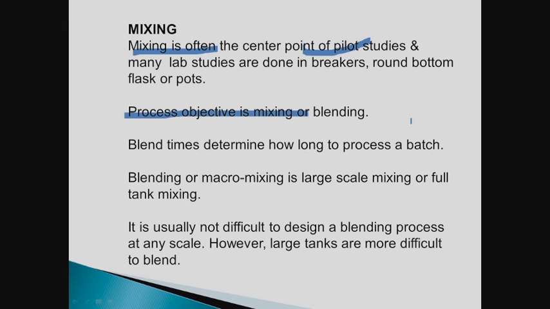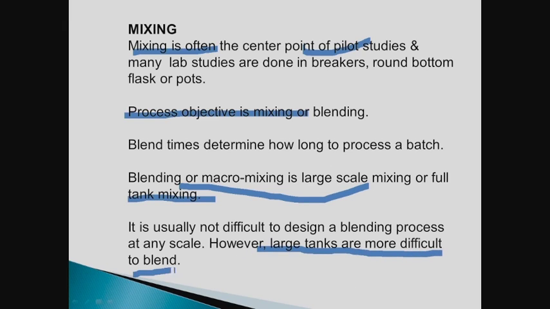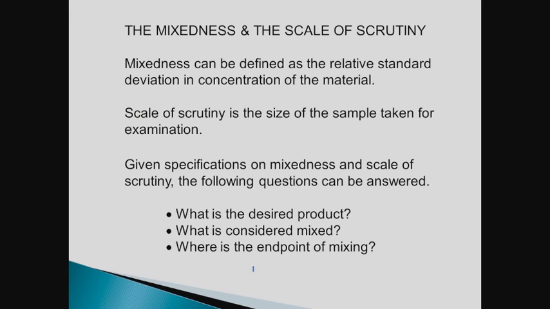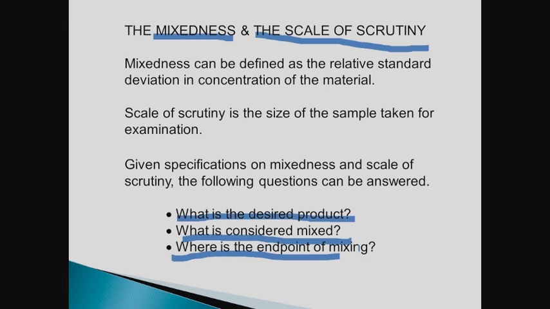Process objective may be mixing. Large-scale mixing, full tank mixing. Large tanks, we've already shown large tanks are more difficult to mix. So what we need to do is talk about mixedness, or the scale of scrutiny as well. What is a desired product? What is considered mixed? And what's the endpoint of mixing? Very important. The scale of scrutiny is the size of the sample going to be taken, right?